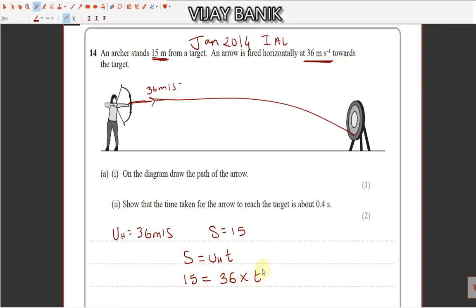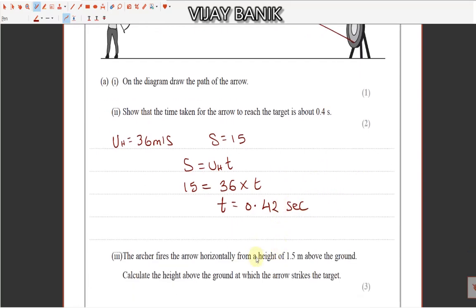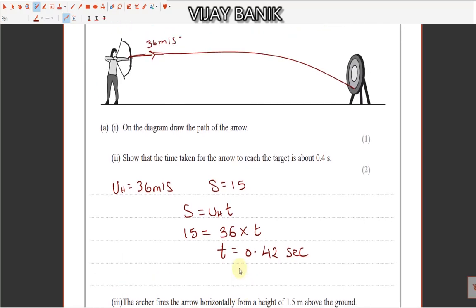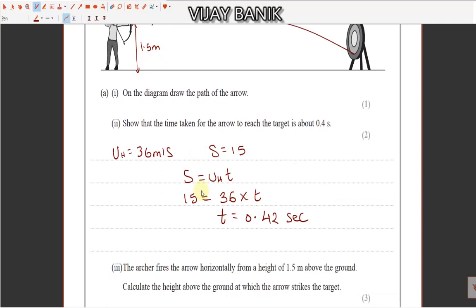So 15 divided by 36 is 0.42. Actually it's 0.416. I'm taking two significant figures because my data is of two significant figures. So t is 0.42 seconds. Next, the archer fires arrows horizontally from a height of 1.5 meters. So this height is 1.5 meters above the ground.